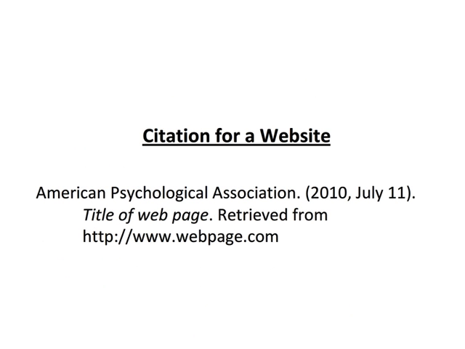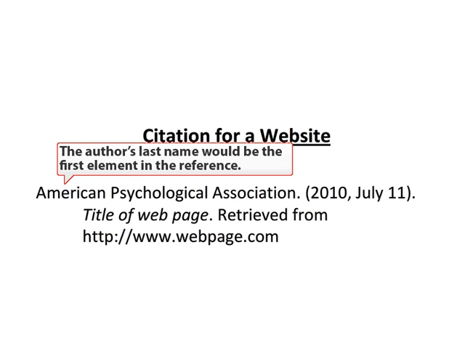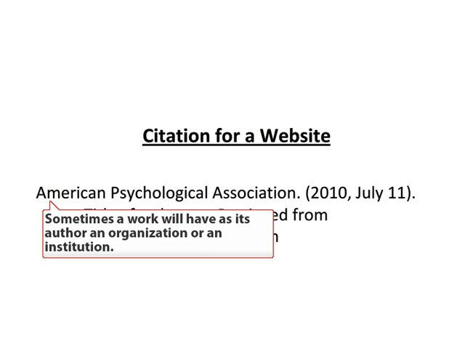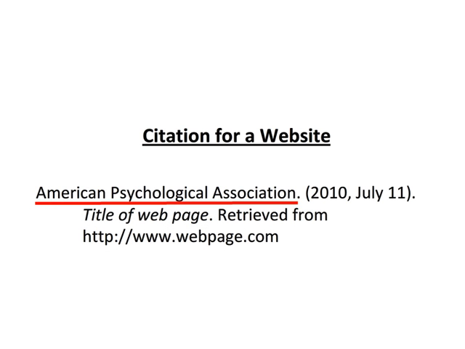The following is an example of a citation for a website. If you are able to locate an author, the author's last name would be the first element in the reference. Sometimes a work will have as its author an organization or an institution, and you will cite it accordingly, like this example. After the author is listed, then provide the date of publication in parentheses.